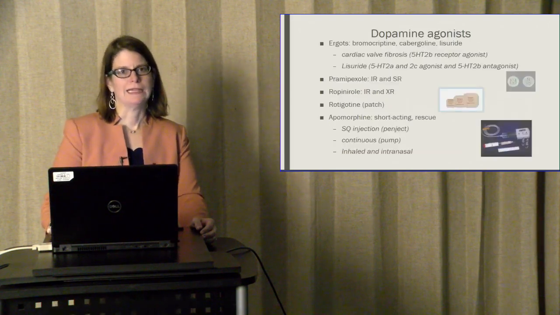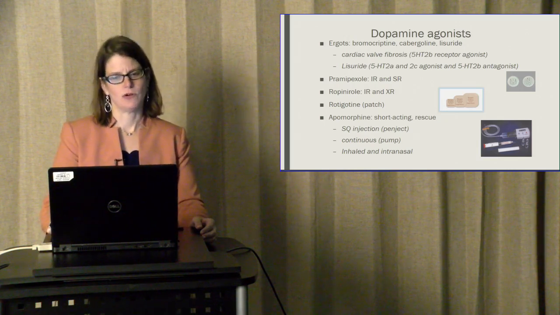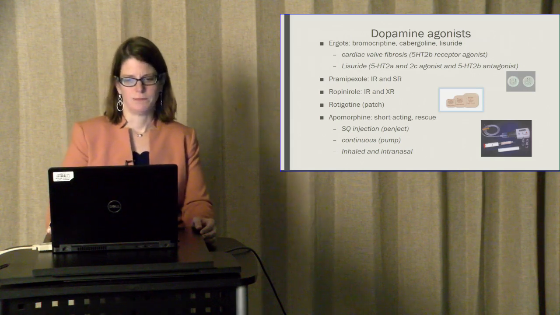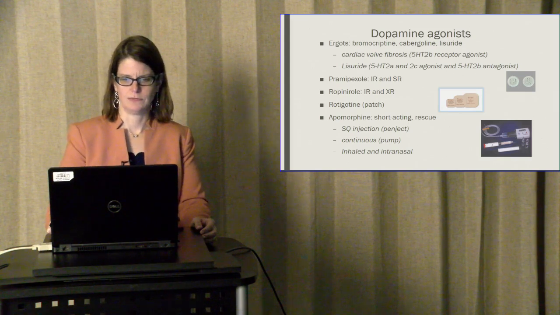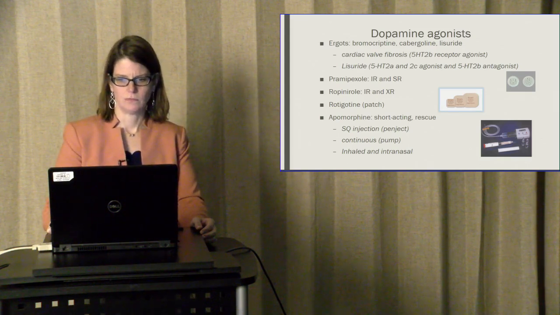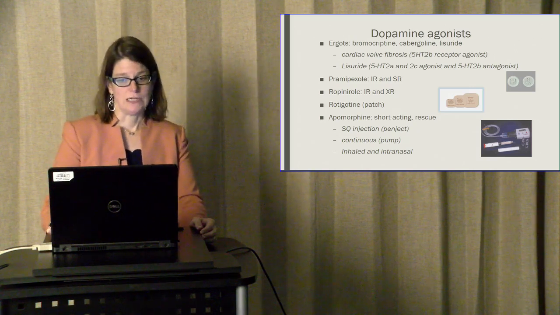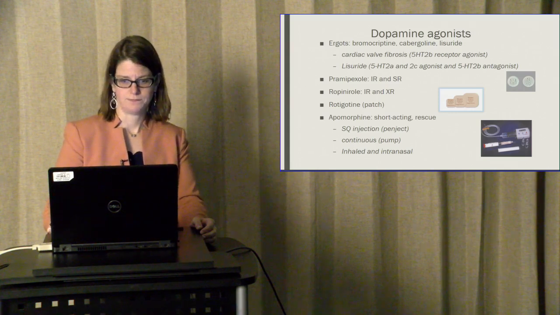And the dopamine agonists. These are originally the ergot agonists, and we don't use these anymore: bromocriptine, cabergoline, and lisuride, at least not in Parkinson's. They were found to lead to cardiac valve fibrosis, and they have different mechanisms of action there, either 5-HT2B receptor agonists or the other serotonin receptors.